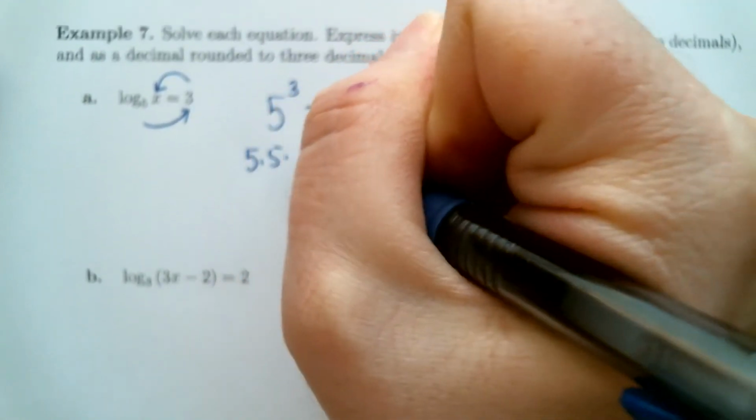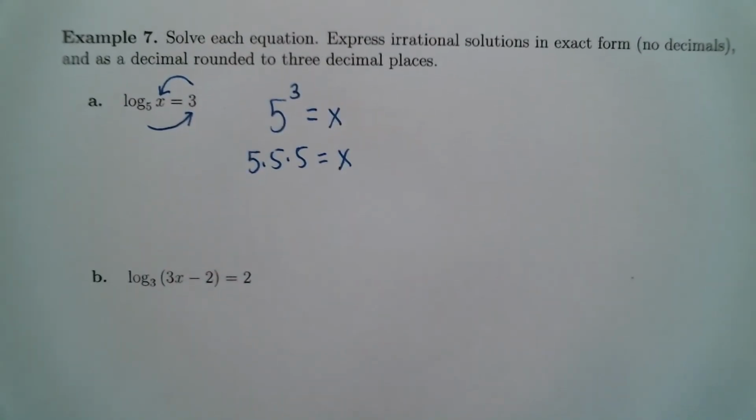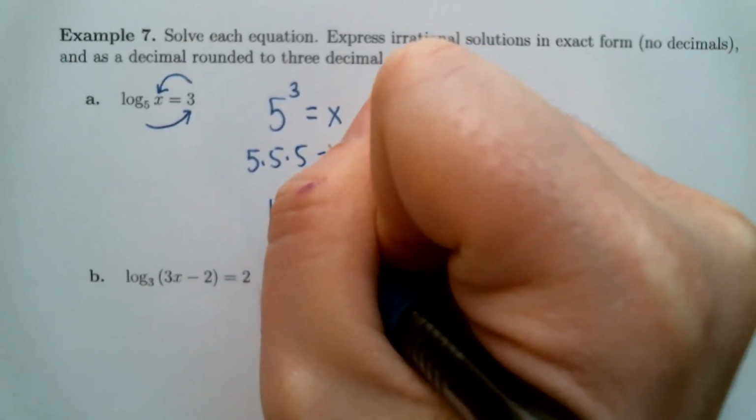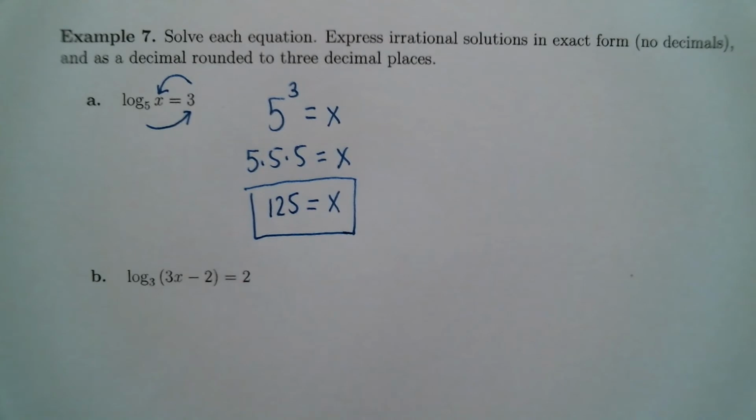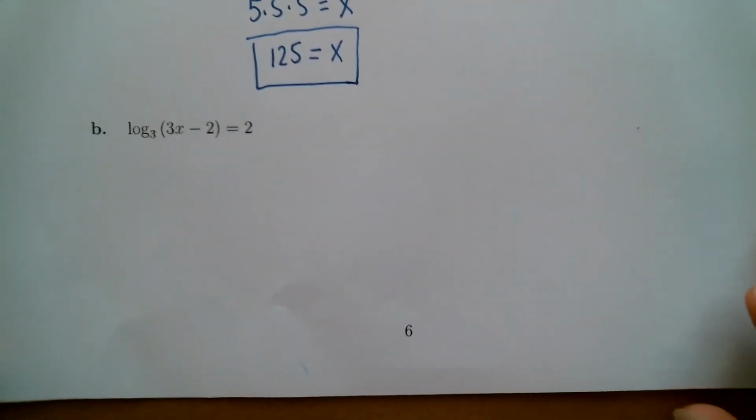That's 5 times 5 times 5 is equal to x. If you multiply that out, 5 times 5 is 25, times 5 is 125. That's the answer. That's it. These basic logarithmic equations, you just do the arrow thing. All right, next one.